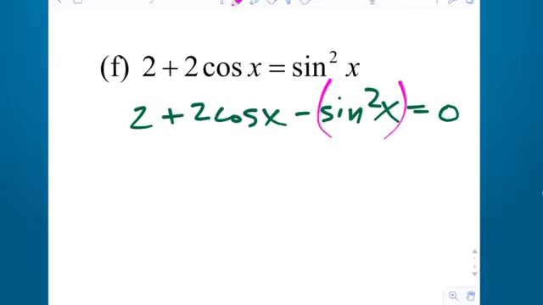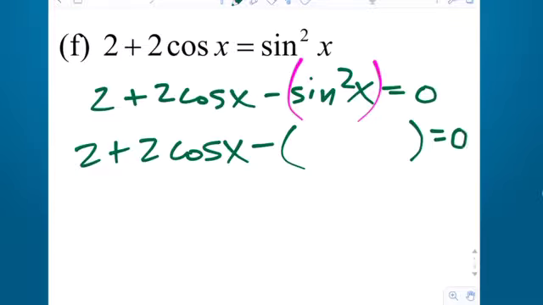There you go. So I'm going to put parentheses around it, which I highly recommend when you're doing any kind of identity replacement, especially when there's something out front that's not a single plus 1. So here we go. We got a 2 plus 2 cosine of x minus parentheses. What is sine squared equal to? 1 minus cosine squared. Good.